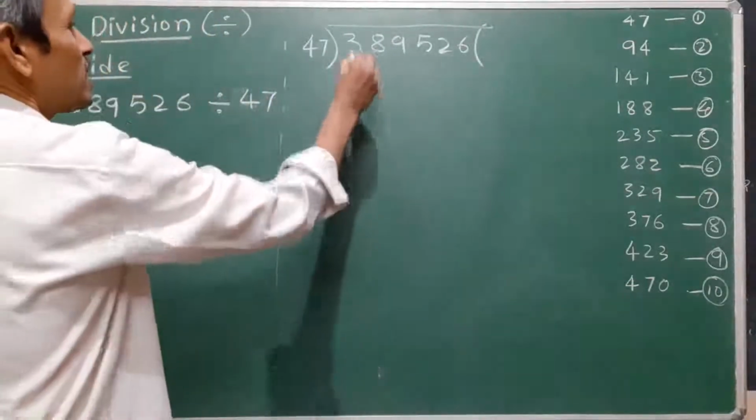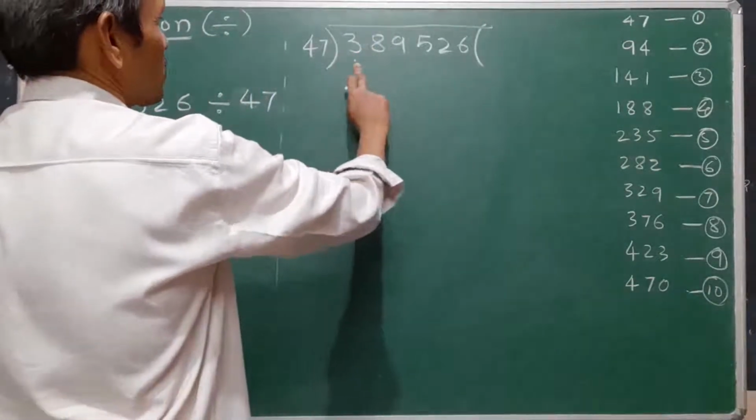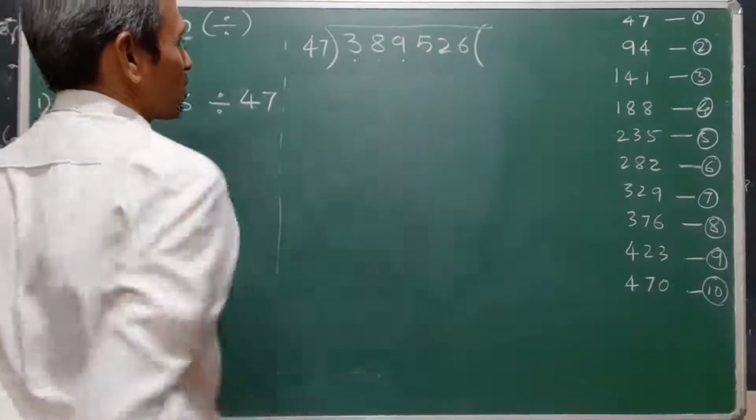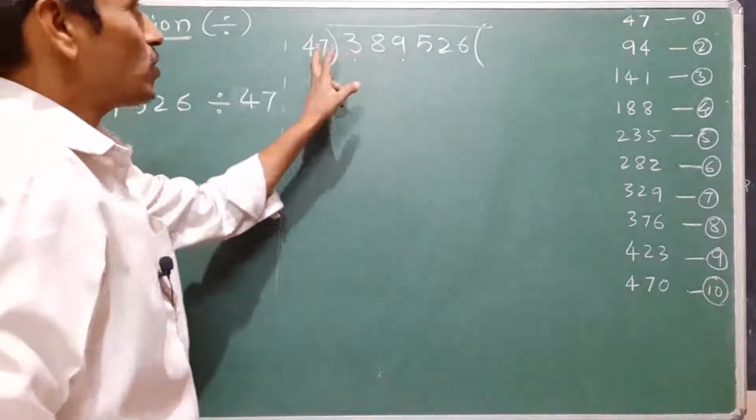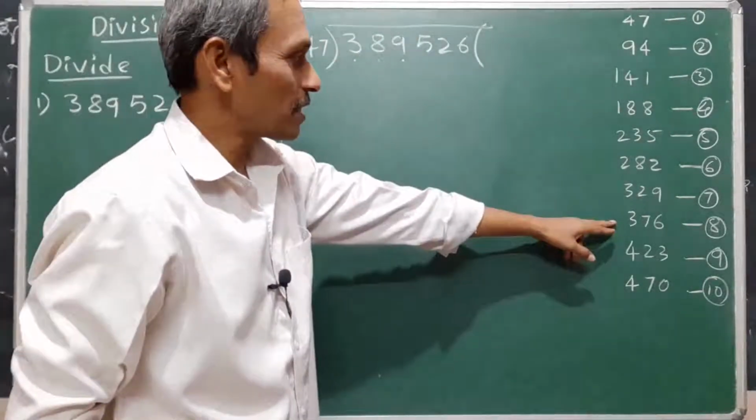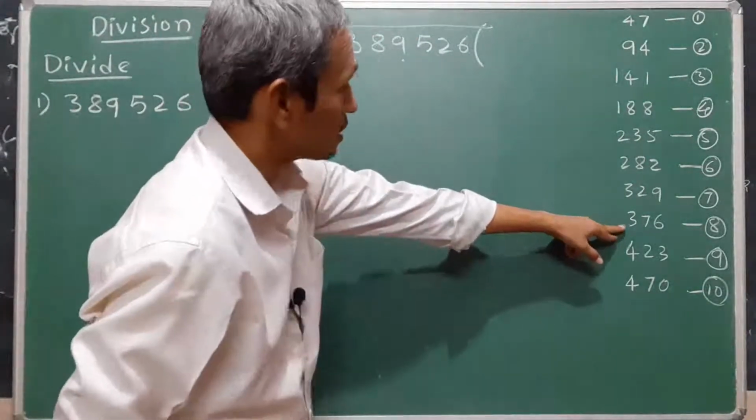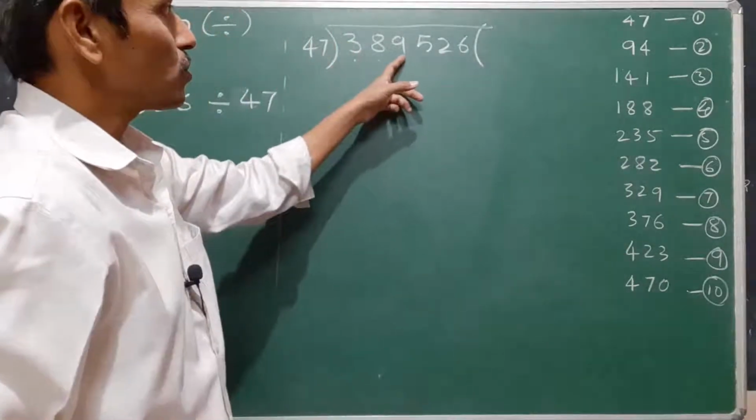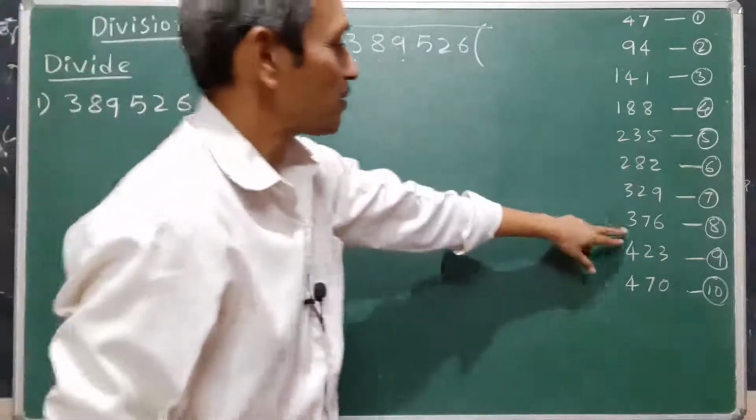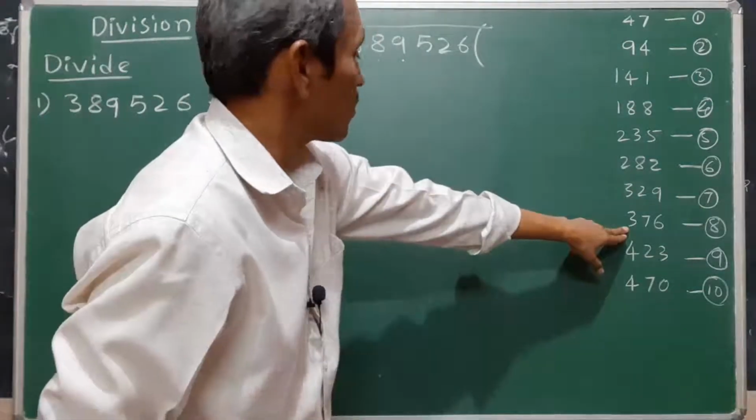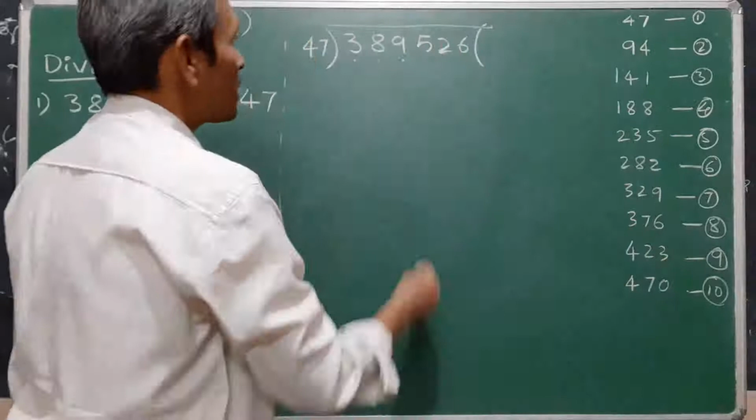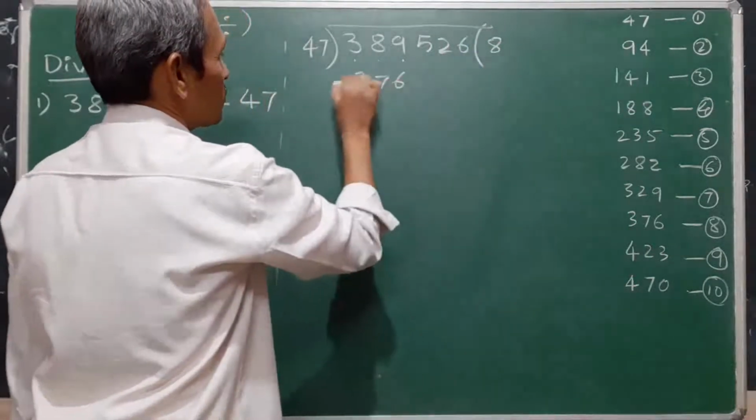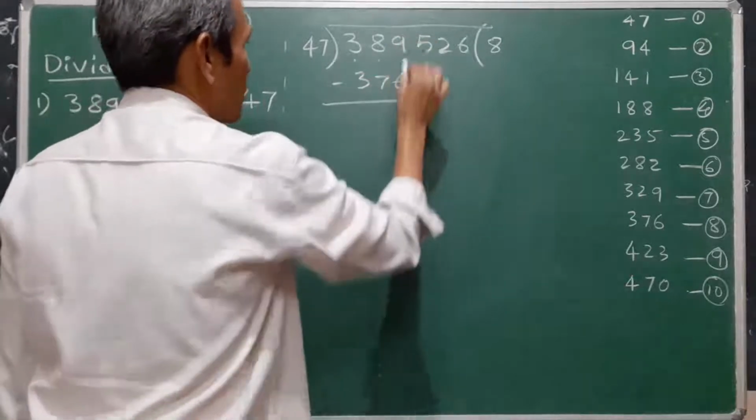Now we will start dividing. In the 47 table, 3 is not there, so we will take the next digit. 38 also is not there, so take the next one, and it becomes 389. Now search for 389 in this table. 389 is not there; 376 is there, and 423 is there. So we should take the one less than 389, which is 376. That is 47 8s are 376. We will write it and subtract here.